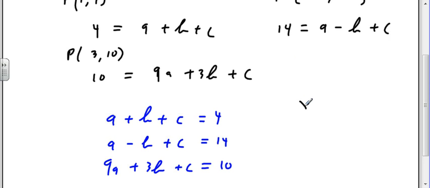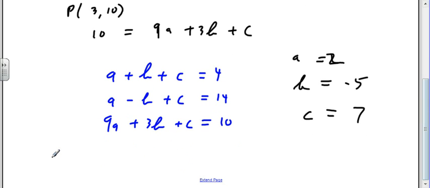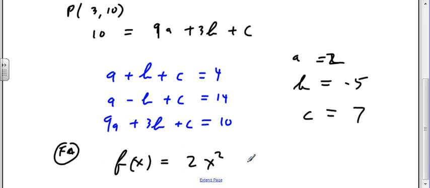And I write down that a is 2, b is minus 5, and c equals 7. So our final answer, f of x is equal to 2x squared minus 5x plus 7.